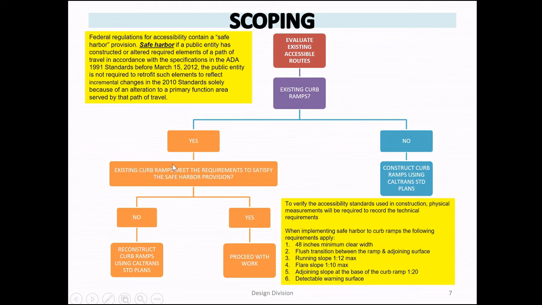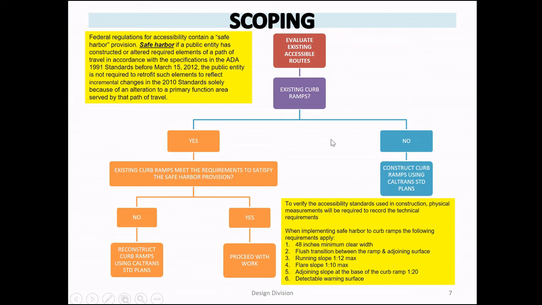So once we're here, if there's curb ramps, we'll evaluate them. If they meet the requirements to meet the safe harbor, then we just proceed with the pavement work, and we don't have to worry about the curb ramps. But if they don't meet this, then we'll have to reconstruct the curb ramps using Caltrans standard plans.